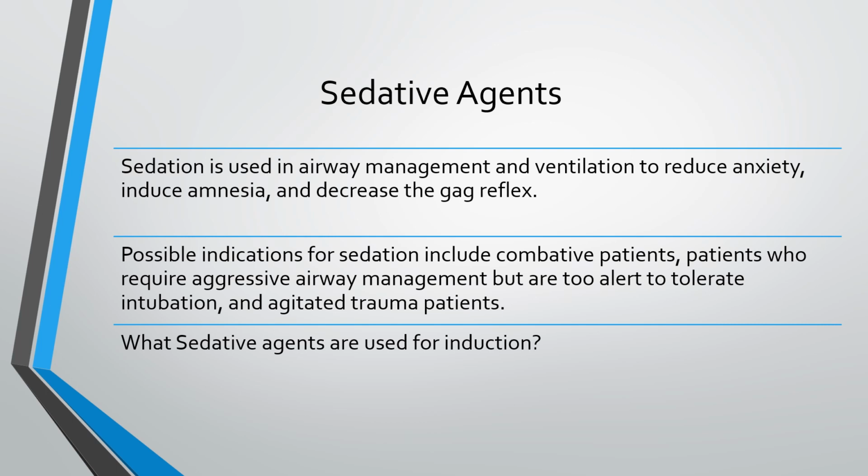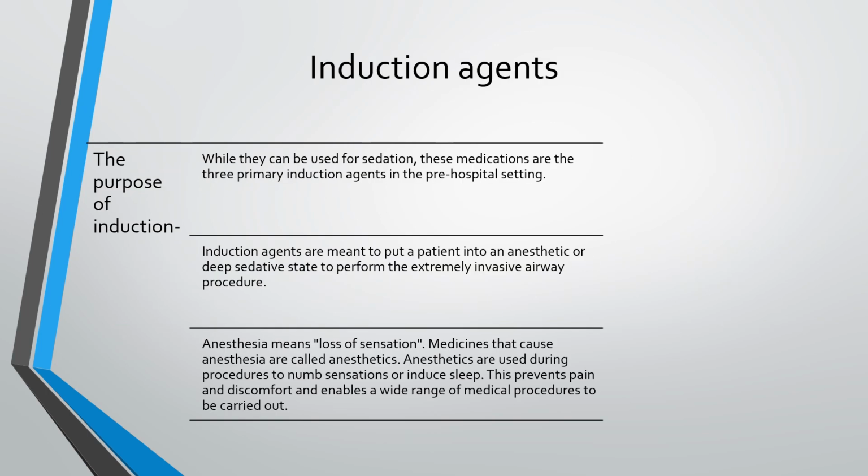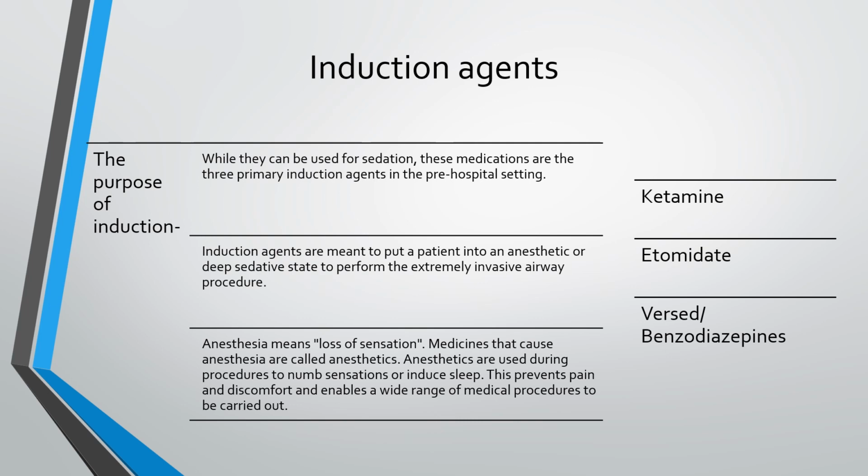So when we talk about what sedatives are used for induction, we're going to talk about a few of those. Induction agents can also be used for sedation. The three primary induction agents in the pre-hospital setting are going to be ketamine, etomidate, and Versed. Two out of the three of those, ketamine and Versed, can be used for post-intubation sedation afterwards. Etomidate is not, and we'll go into why here in a few minutes.